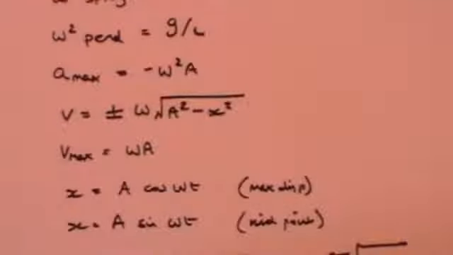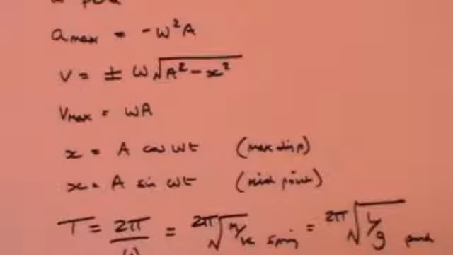The velocity at any point is equal to plus or minus omega times the square root of a squared, the amplitude, minus x squared, the displacement, squared. The maximum velocity, which of course will be as the mass on the spring, or as the bob of the pendulum passes the midpoint, is omega a.